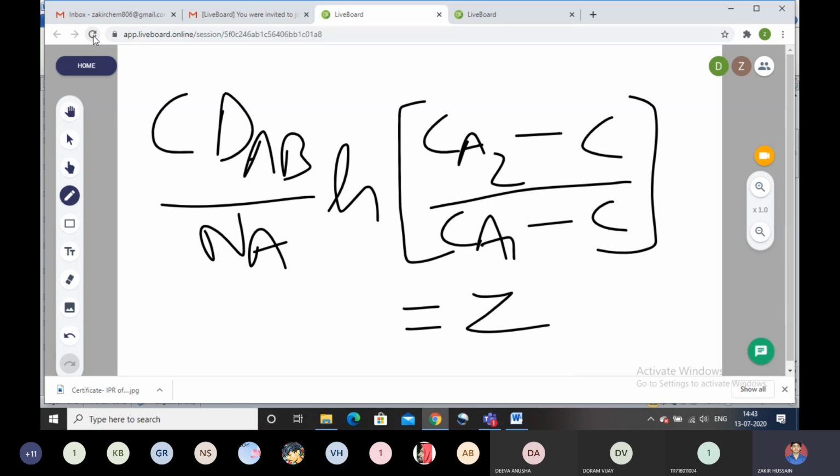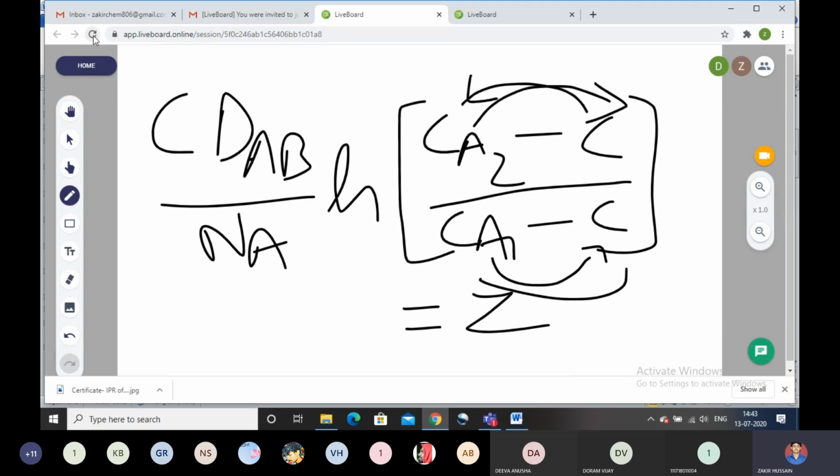Now we can interchange these variables. We can transfer C here, at the same time Ca2 here. So we just have to multiply within the ln with a minus. So we can just interchange the variables.